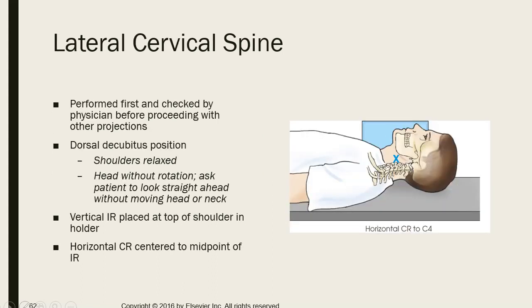So starting first with our lateral cervical spine, like I said, we would perform this first, and then we would check with the physician before proceeding with other projections. This would be the same as the cross table one that we went over in the last video. We would do the patient in a dorsal decubitus position. Our shoulders would be relaxed. Our head would be without rotation, and we would ask the patient to look straight ahead without moving the head or the neck. If they have a collar on, we would not remove it.